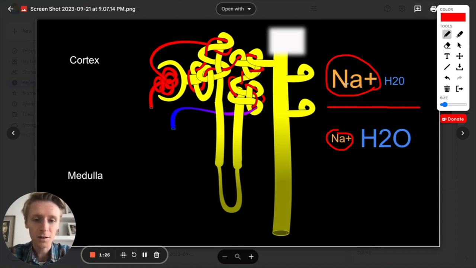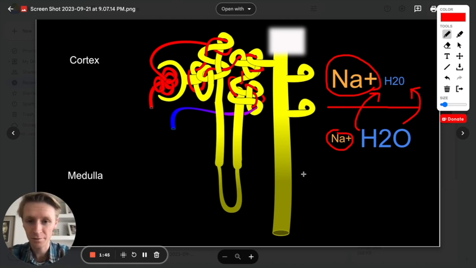Now, this difference in concentration on either side of the membrane is referred to as a concentration gradient, and it creates osmotic pressure, which essentially means that the water on this side is going to want to flow towards the side where there's more solute, the side where there's a higher concentration. And that's really important to how the kidney works.